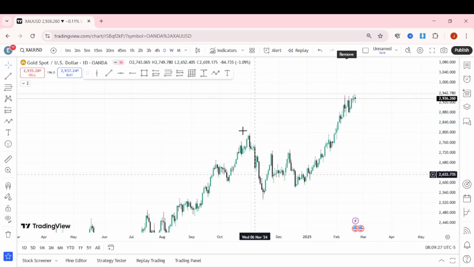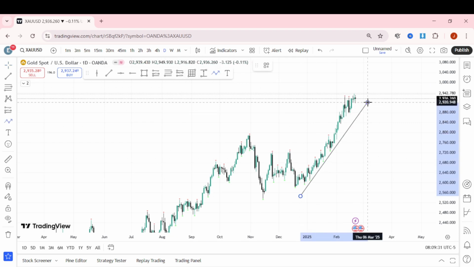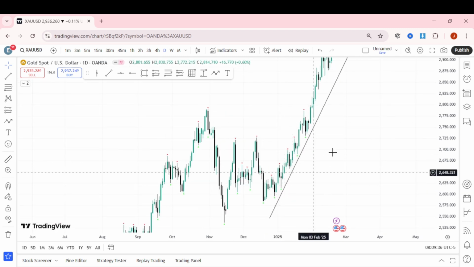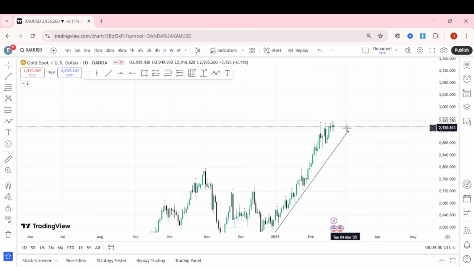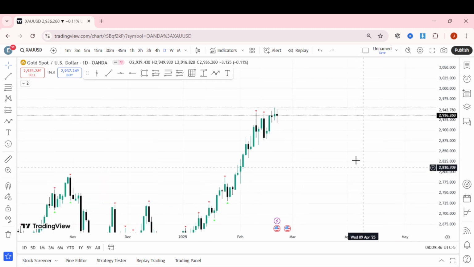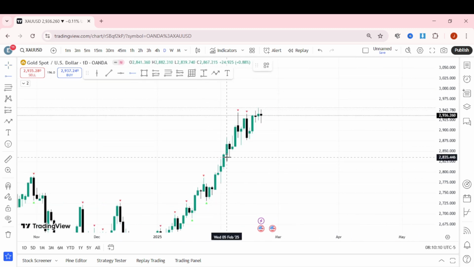So as you can see on the daily time frame, price has been going all the way bullish. Price is just expanding, retracing all the way up. And I don't think price is aiming for a reversal anytime soon. Okay, so let's take a look right here. Okay, so this is a low. This as well is a low.